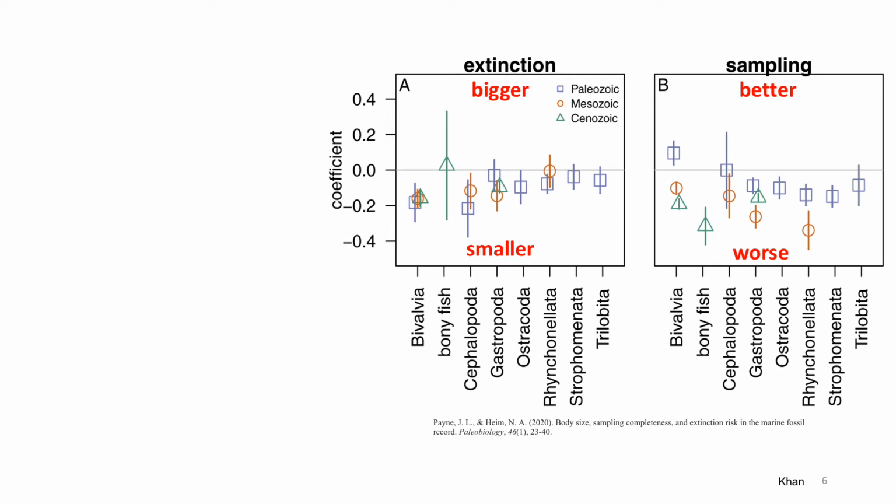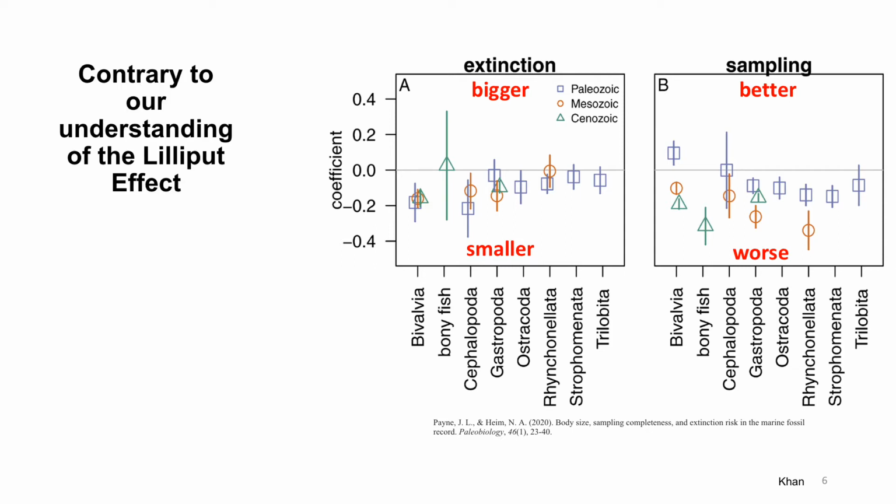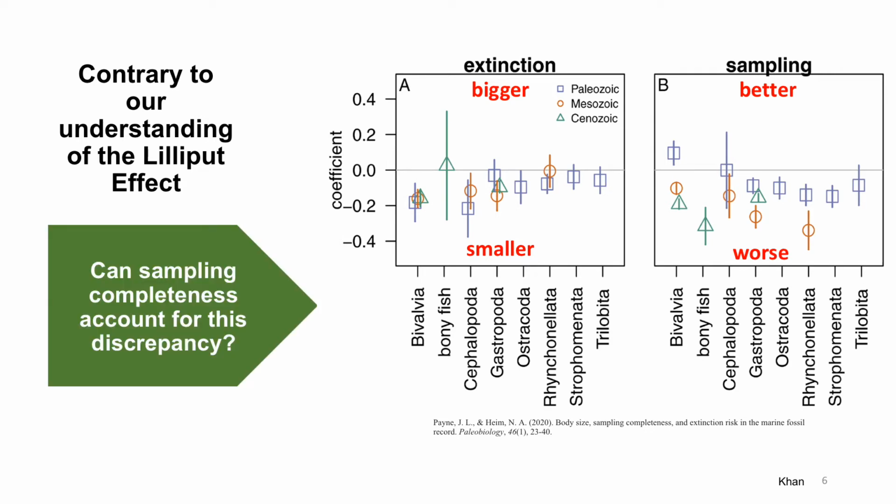In a 2020 reassessment of body size and extinction risk by capture-mark-recapture methods, Payne and Heim concluded that in the Phanerozoic, smaller body taxa are more likely to go extinct, as indicated by the negative coefficients on panel A. In addition, small taxa are also less likely to be sampled, indicated by negative coefficients on panel B. However, size selectivity of extinction here is contrary to our understanding of the Lilliput effect. We hypothesize that sampling completeness may account for this discrepancy.